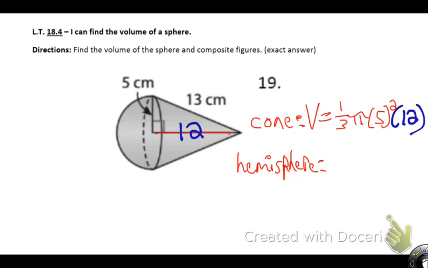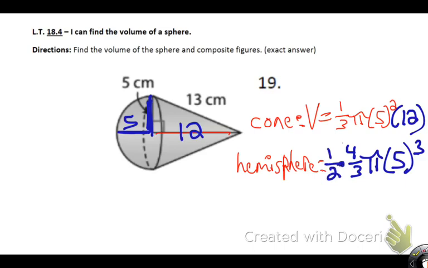All right, now the hemisphere. This is 5, this is 5, the radius is 5, okay? So we're going to do 4/3 pi r cubed, so r is 5. But remember, it's half a sphere, so we're either going to divide that by 2, or multiply by 1/2 out in front. We're going to add these two together. I'm going to let the next page do that, so we'll have the same answer.